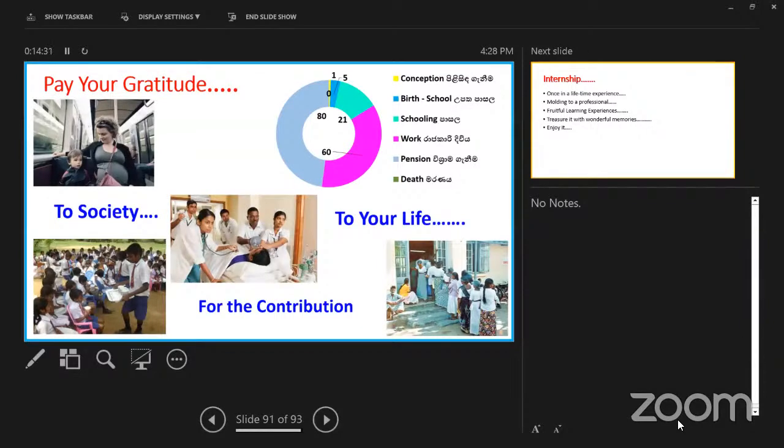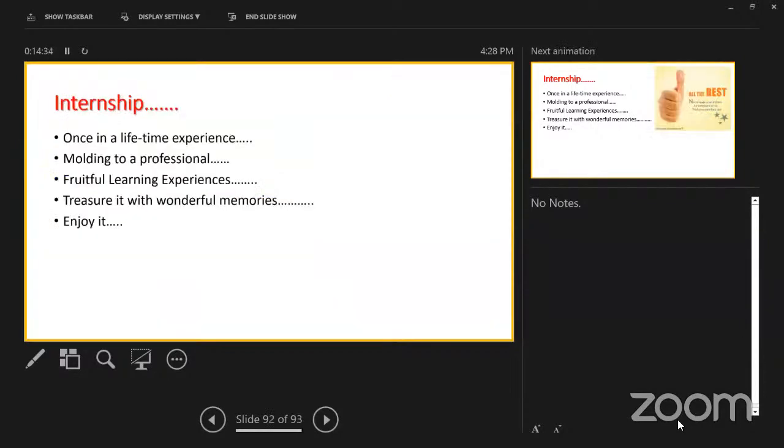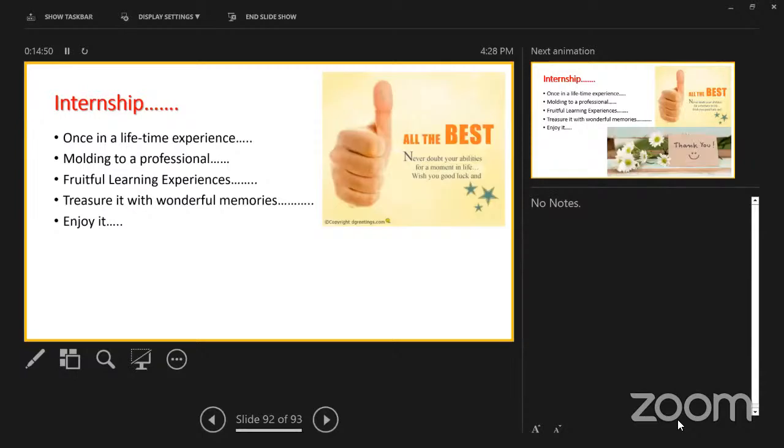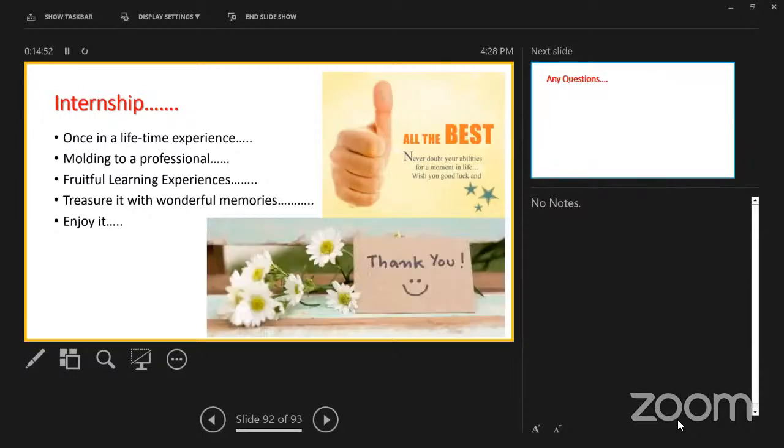So enjoy your work. You will not have any other internship in your life; it is a once in a lifetime experience. You are molding into a professional. There will be a lot of fruitful learning experience through reflections. Treasure it with wonderful memories and enjoy it. All the best for all of you, and thank you.